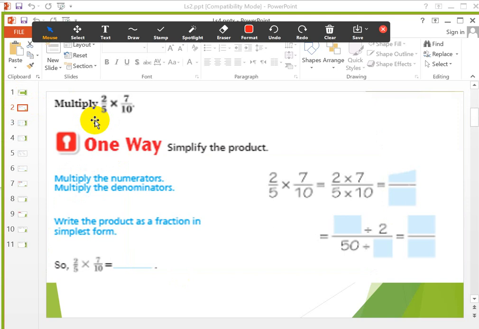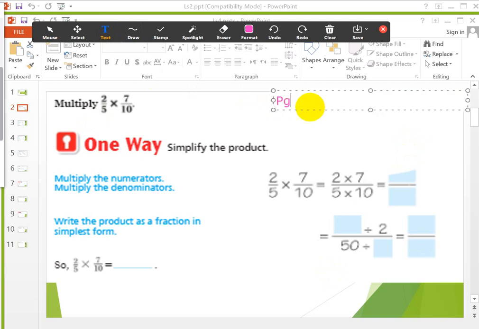Let's start with the first multiplication. You have two ways here to simplify the multiplication between two fractions. You can use any way you want. Okay? But I will tell you which one I prefer.